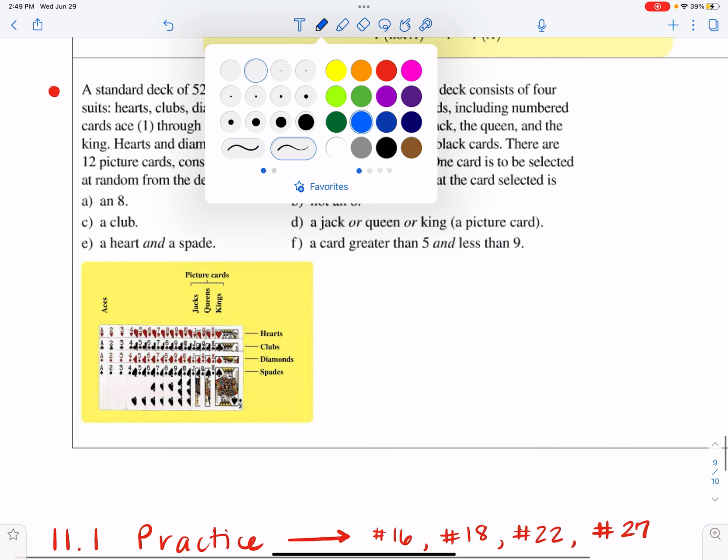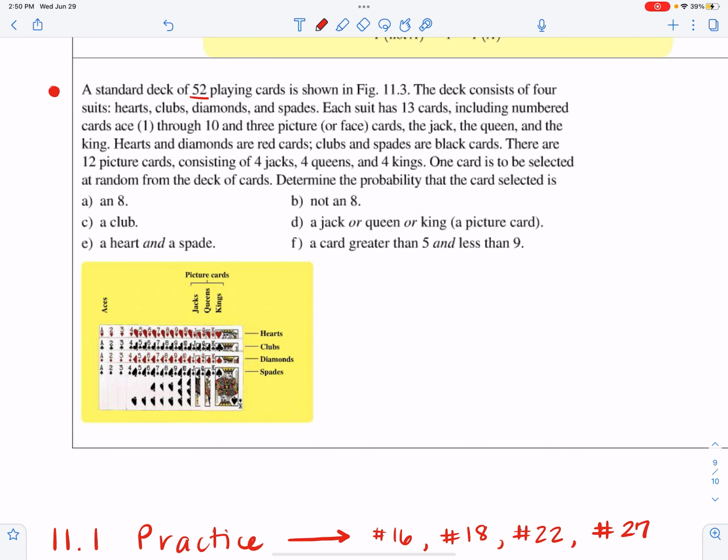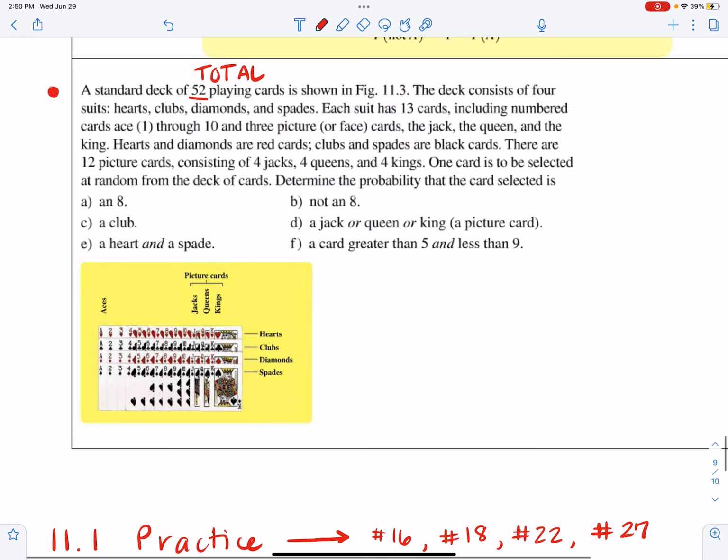You want to understand your total, right? If you're going to do probability, you've got to have the total. And then how it's broken down, we've got this all included in our diagram here. We're going to select one card. And again, we're asked to look at some different probabilities. All right, so let's do A. Find the probability that you select an 8.